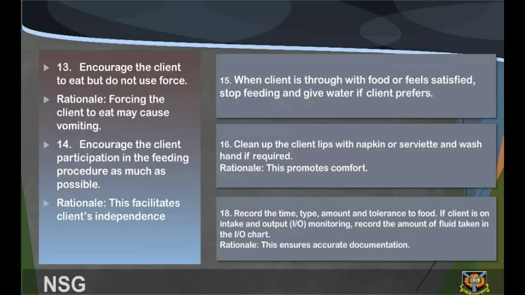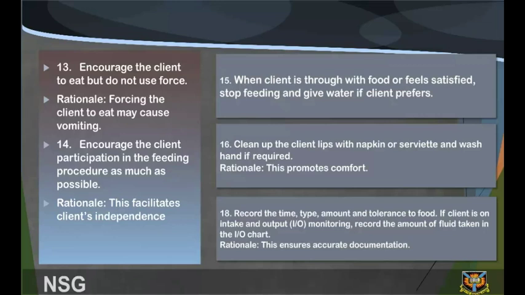14. Encourage the client's participation in the feeding procedure as much as possible. This facilitates client independence. 15. When the client is through with food or feels satisfied, stop feeding and give water if the client prefers. 16. Clean up the client's lips with a napkin or serviette and wash hands if required. This promotes comfort. 18. Record the time, amount, and tolerance to food. If the client is on intake and output monitoring, record the amount of fluid taken in the I/O chart. This ensures accurate documentation.